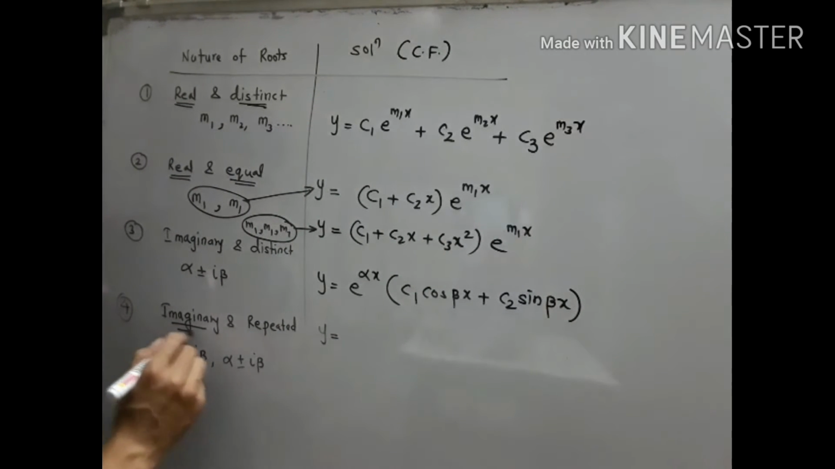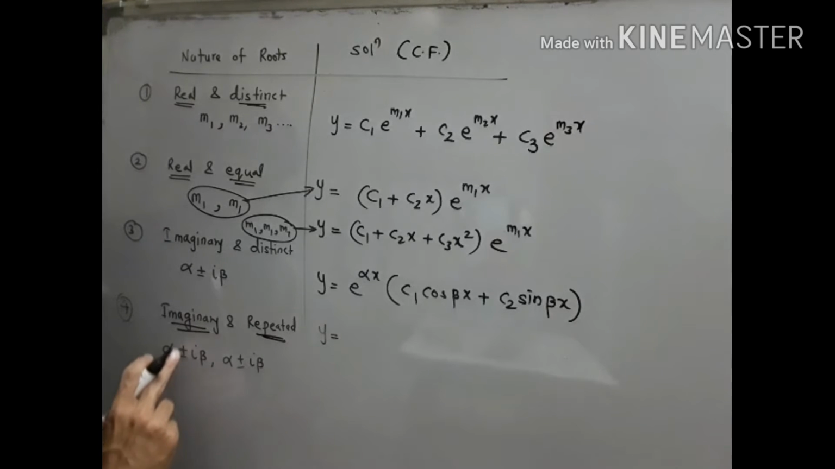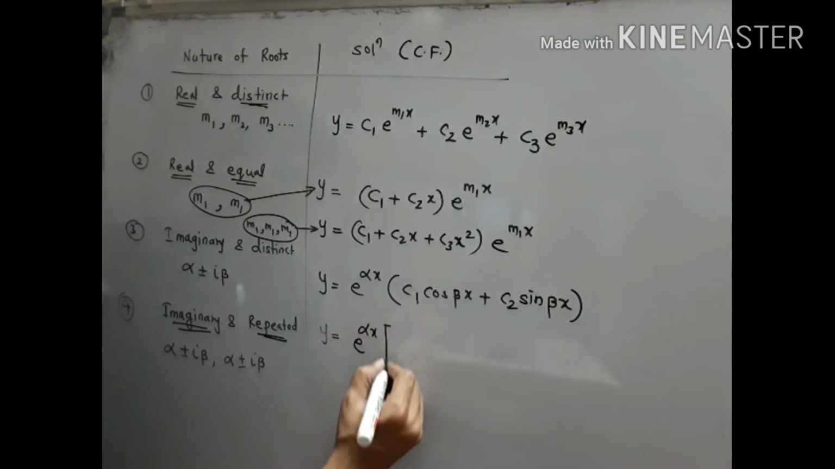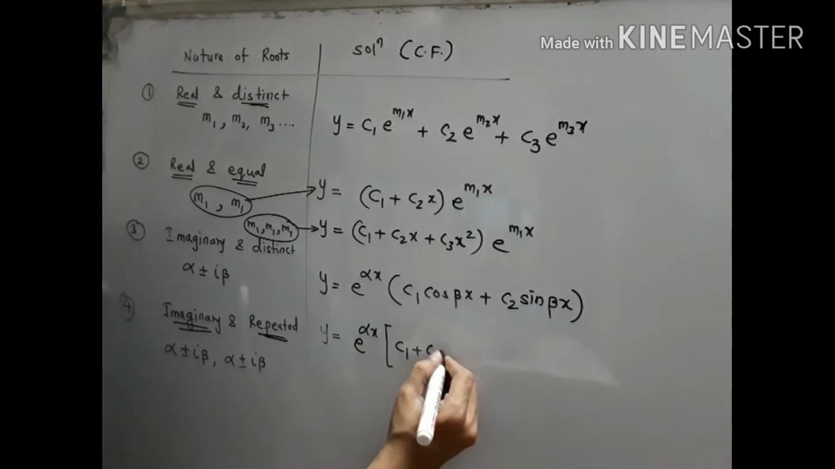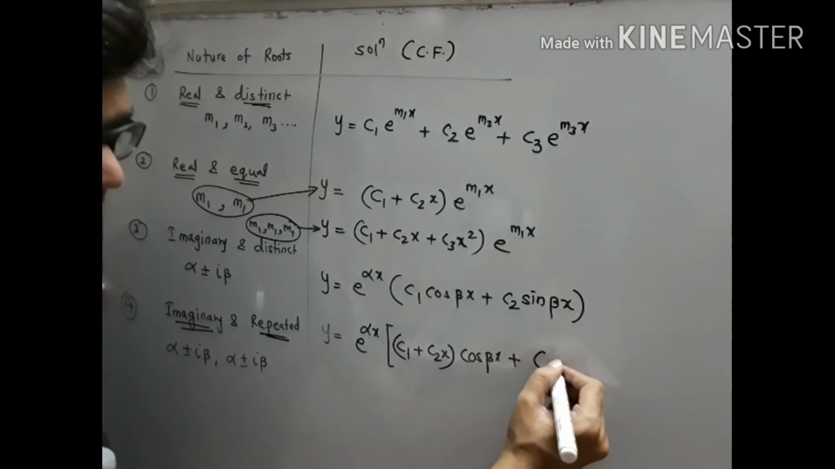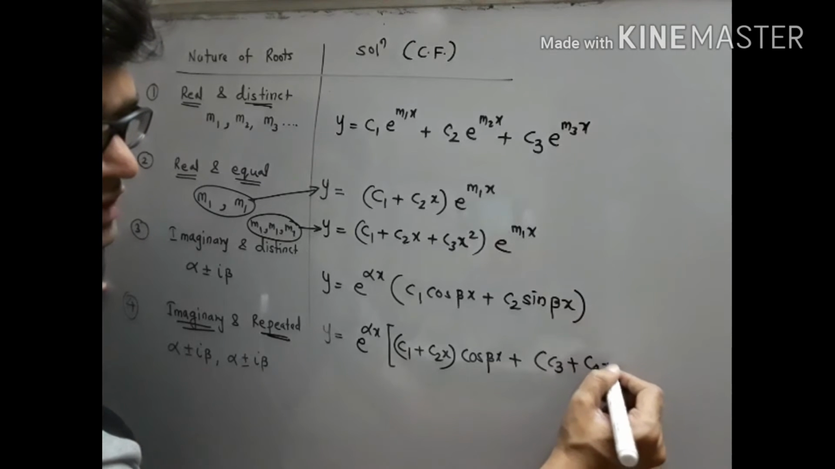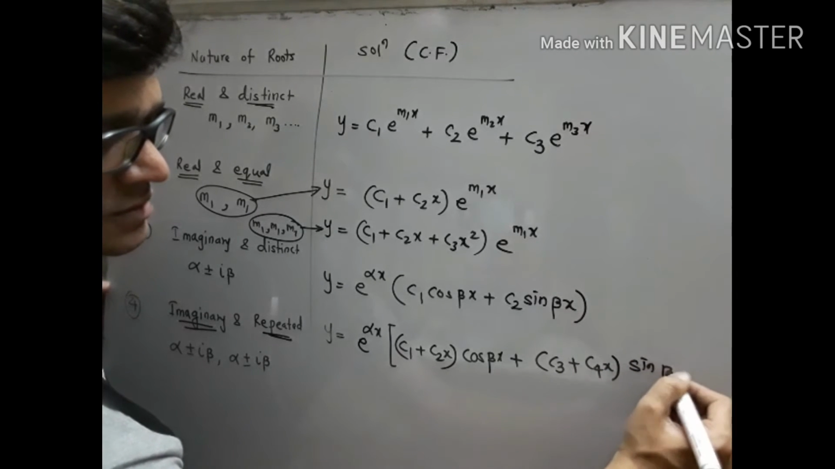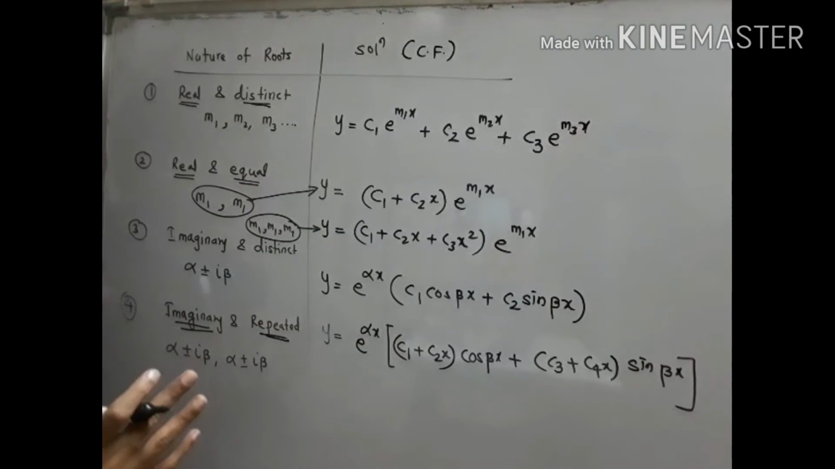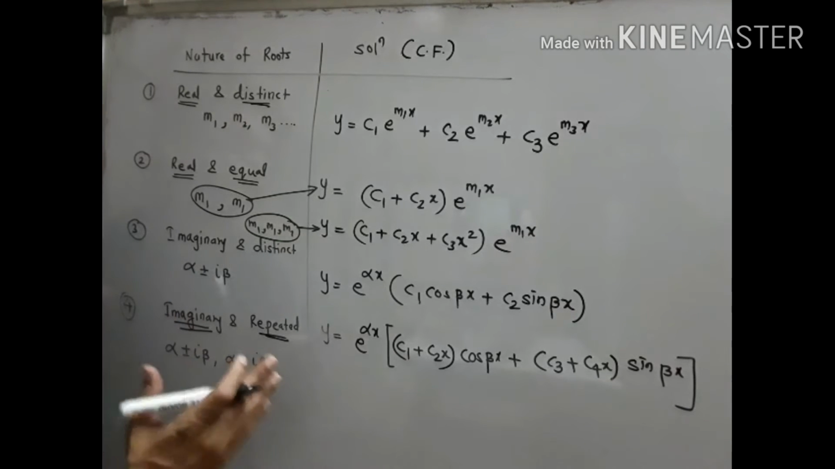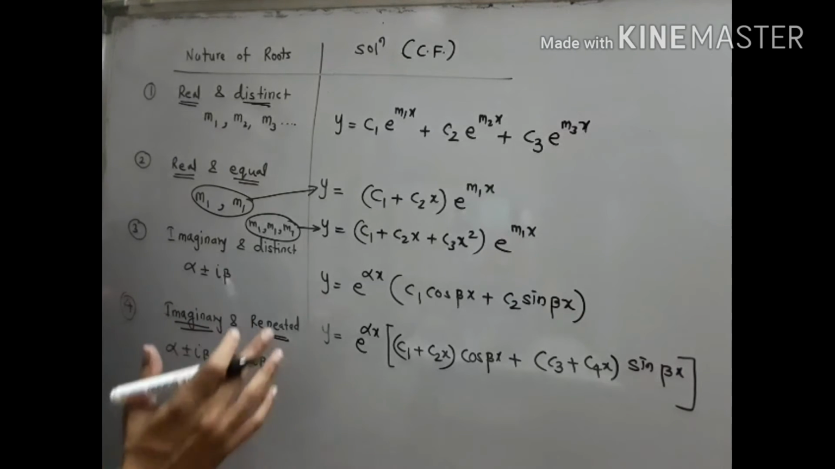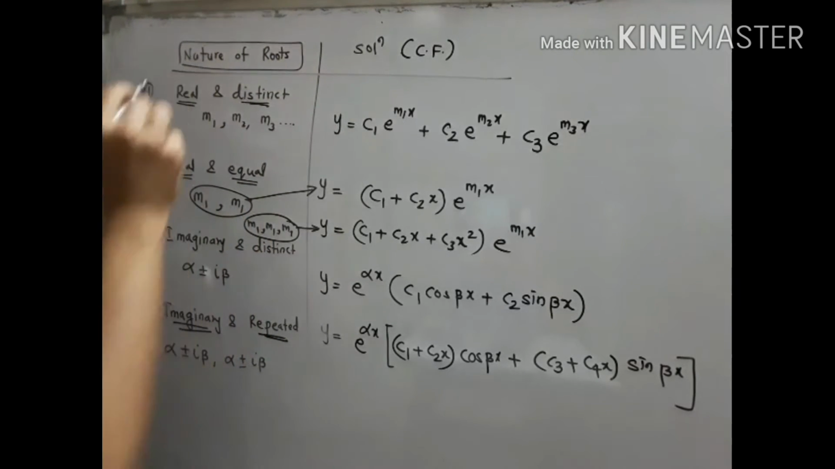Now suppose the roots are imaginary and repeated. Alpha plus or minus i beta is repeated 2 times. So in that case it is e raised to alpha x, and in the bracket we write (c1 plus c2 x) cos beta x plus (c3 plus c4 x) sin beta x. So to remember these combinations very thoroughly, these are going to help you to find out the solution of differential equations by looking at the nature of roots.